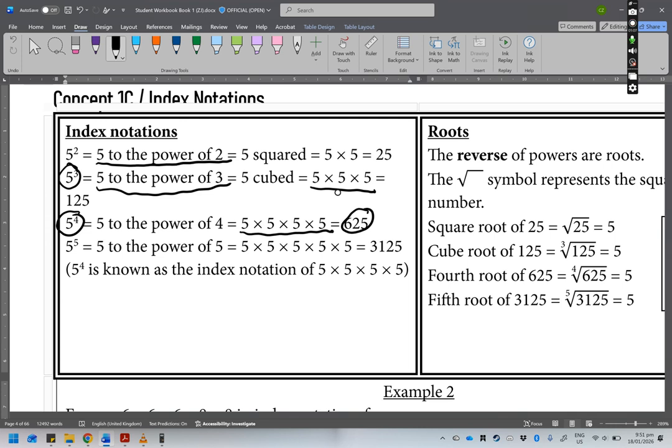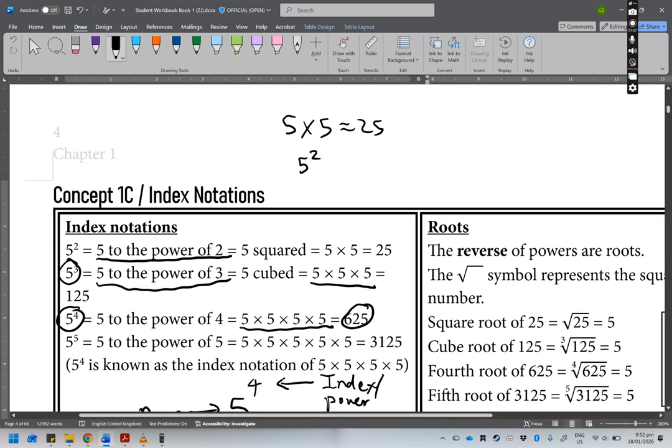But here we just want to add some vocabulary. 5 to the power of 4: the 4 can also be known as the index. Okay, it's just another name for power. And 5 will be known as the base. So we are expressing in terms of index. That's why it's called index notation.